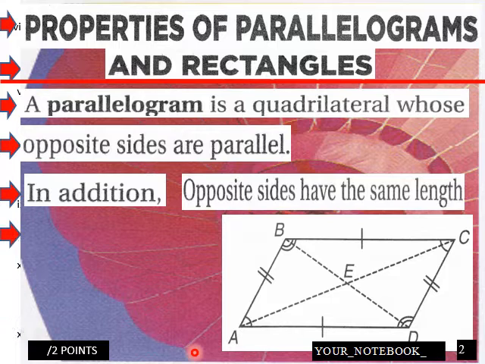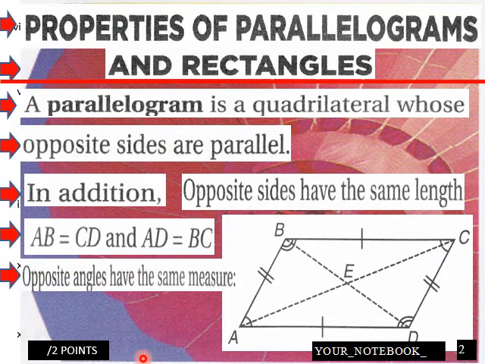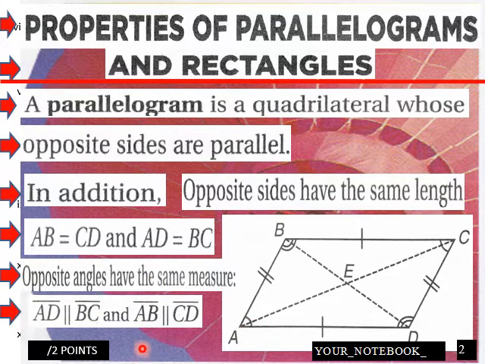In addition, opposite sides have the same length. AB equals CD and AD equals BC. Opposite angles have the same measure, so AD is parallel to BC. So these angles here are congruent, and then these angles here are congruent.